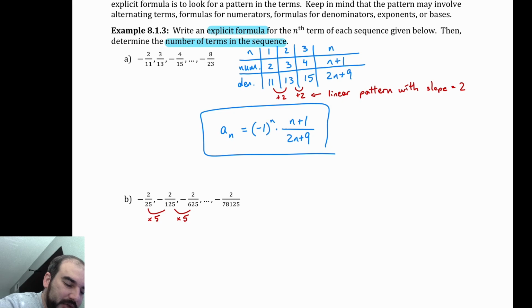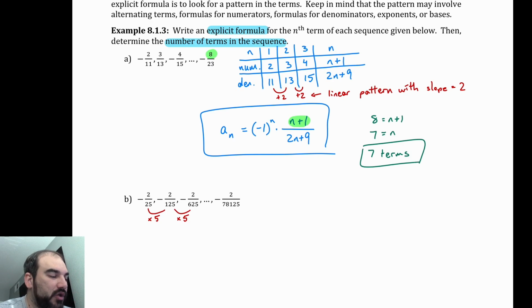But in this case, because the numerators are going 2, 3, 4, we can just use the numerator to find that. I know that this numerator 8 must be a result of this n plus 1, right? So I know that 8 has to equal n plus 1 in that last term. So n must be 7. So there are 7 terms in the sequence.